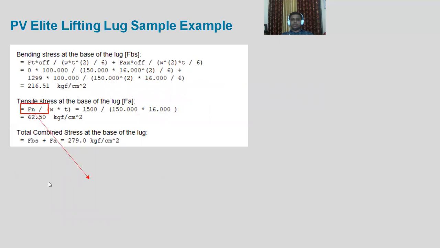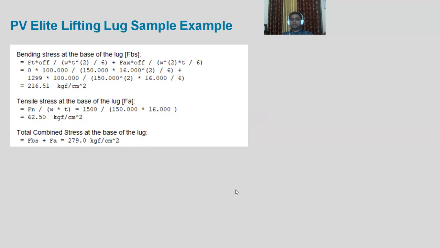So here normal force divided by the base area of that lifting lug. That is nothing but the width of that lifting lug and thickness of that lifting lug. That's the reason why the area is W into T. So this is how we are going to calculate the tensile stress.